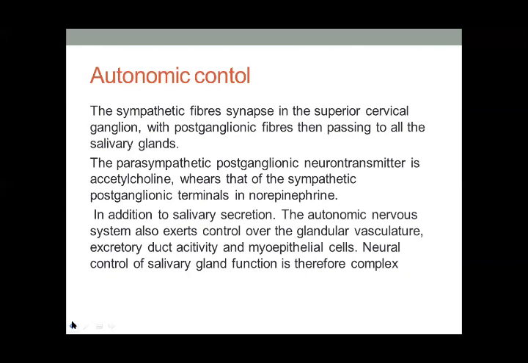Major salivary glands and minor salivary glands. Submandibular and sublingual glands are the major glands, and minor salivary glands.